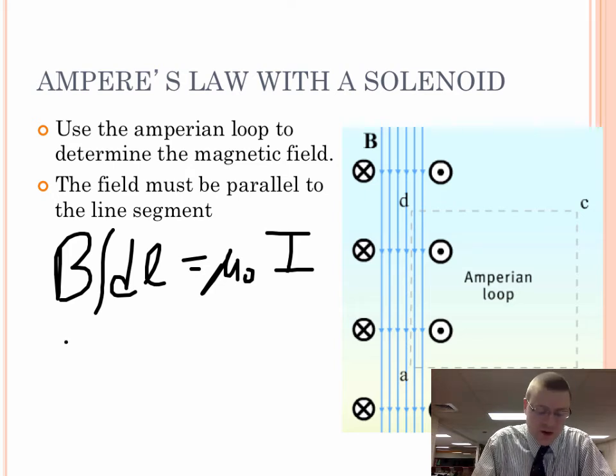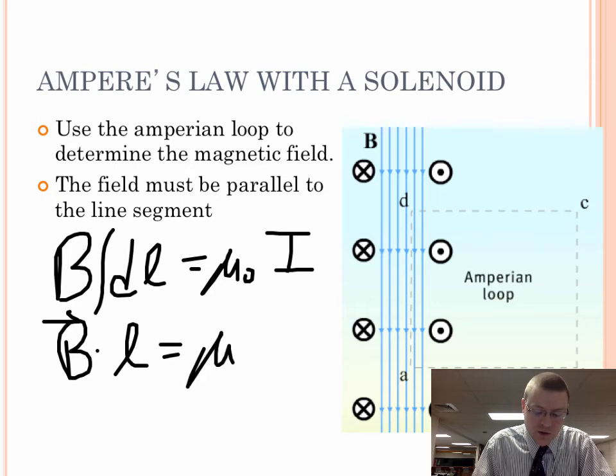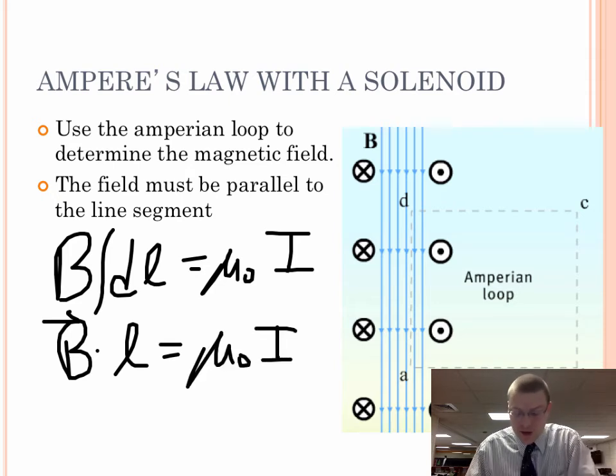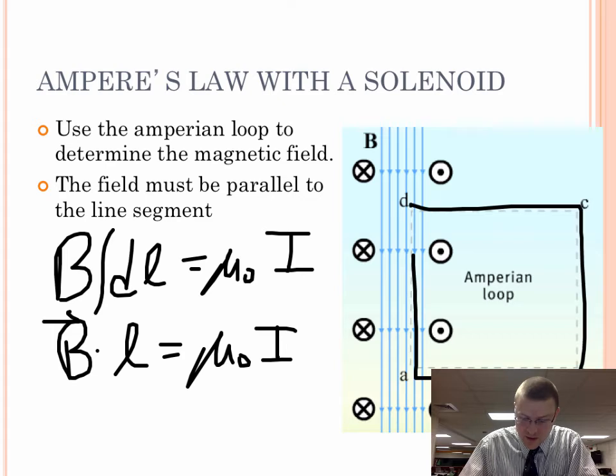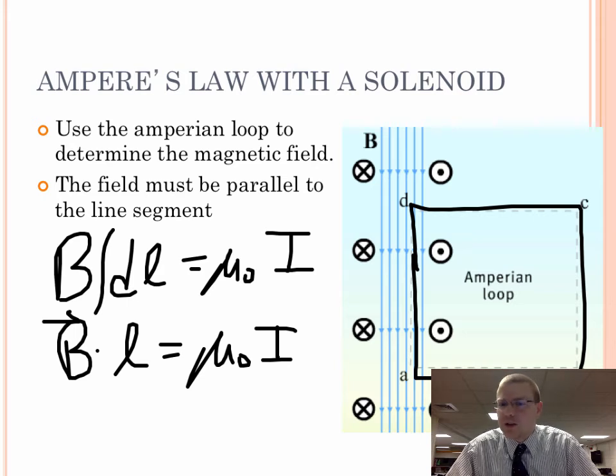So why don't we just call that L? So B times L equals mu 0 I. But if you look at this Amperian loop here, there's not just one current that I have penetrating the loop. I've got multiple currents. I could have 3, 4, or however many turns those solenoids have. So I'm going to add in a large N value for the number of turns.